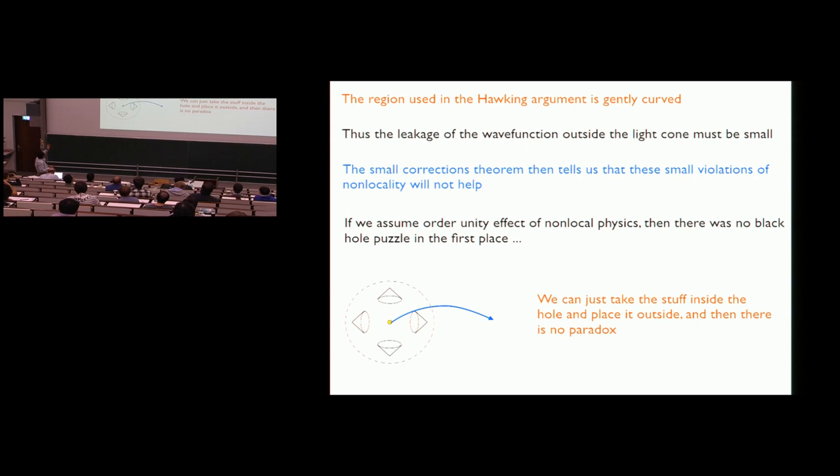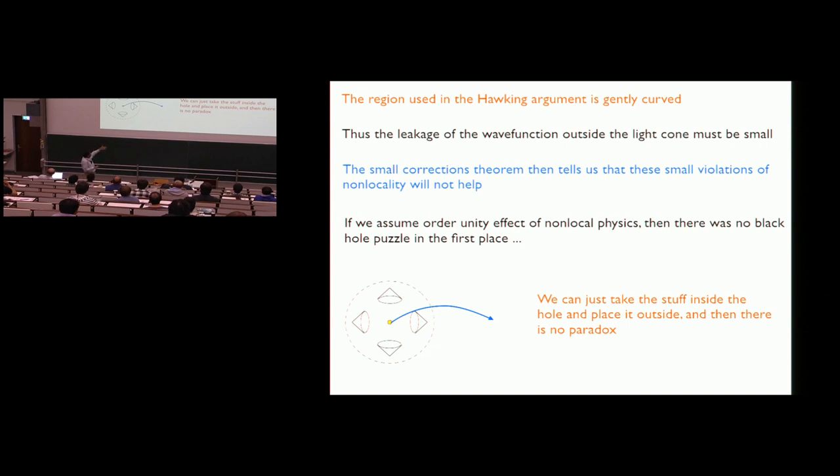So the region used in Hawking's argument is gently curved, but that will give a small leakage of the wave function out of the light cone because now we can't have exact locality. But that can't really help us solve the information problem because of the small corrections theorem. If you make small corrections to the Hawking emission, we already said it can't help us. So that won't really help us. If you assume order unity effects of non-local physics, you can do that. I just haven't seen it happen anywhere.